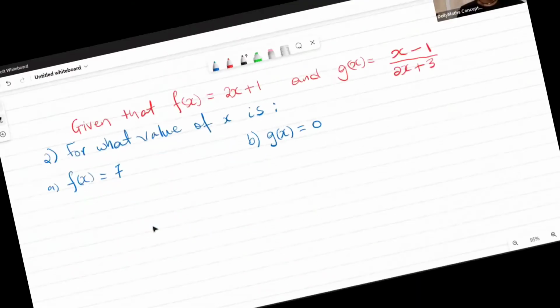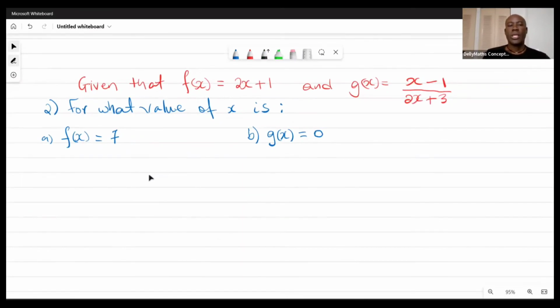All right, in this piece, what we're looking at is question 2. Question 2 is saying that for what value of x is, number 1, which is (a), f of x equals 7, and the second piece, g of x equals 0. Let's focus on the first one. We want to know what value x could be such that when you work it out in the f function, our response will be 7.